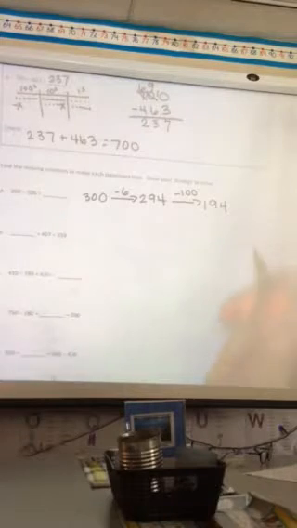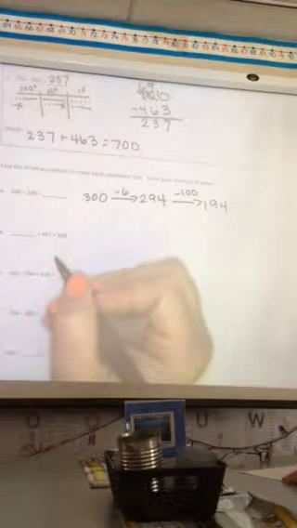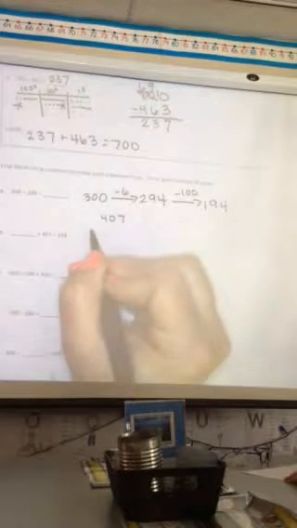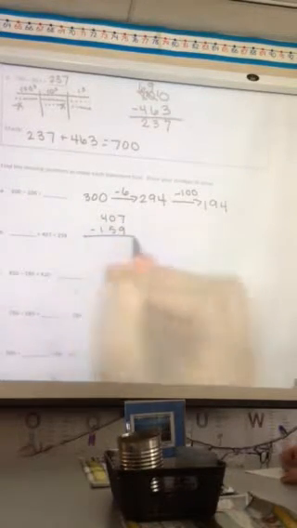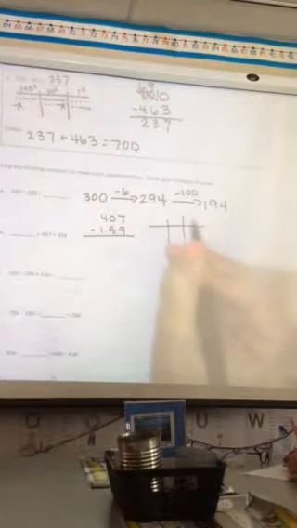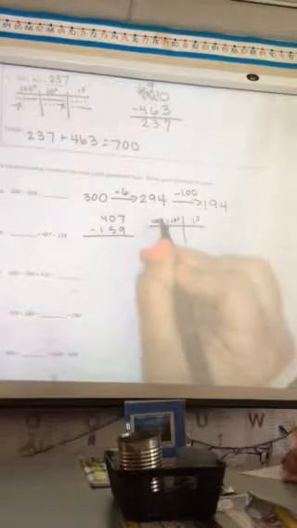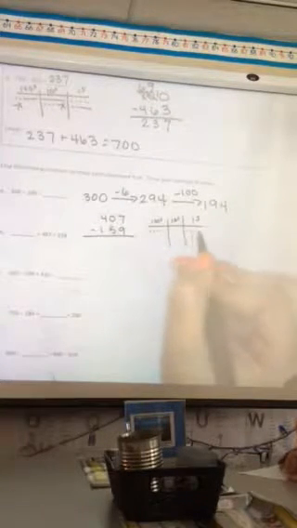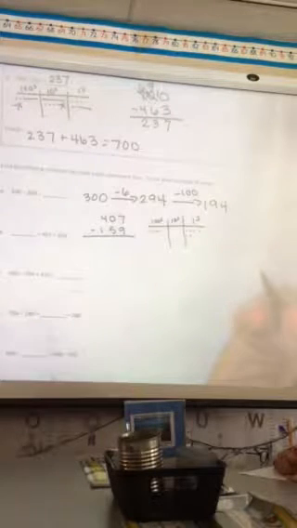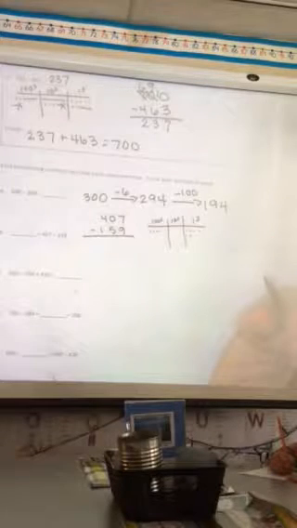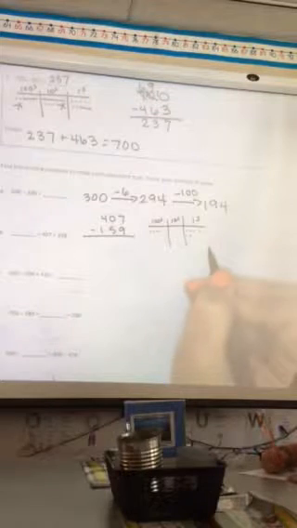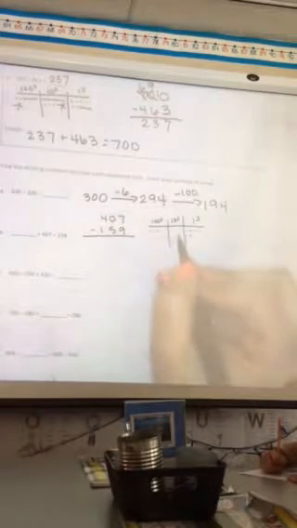Letter B. Something equals 407 minus 159. I think I'm just going to do a vertical equation on this one. But I also need a chip model to go along with this, just to make sure. 400, no 10s, and 7 ones. Seven minus 9. Can't do it. And there are no 10s.